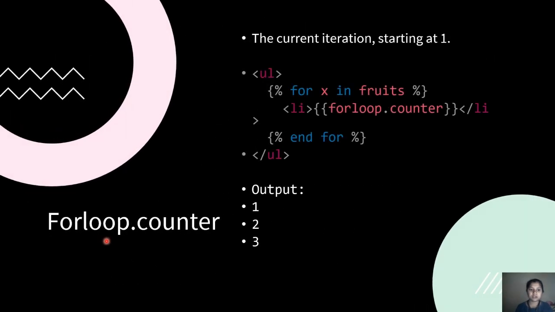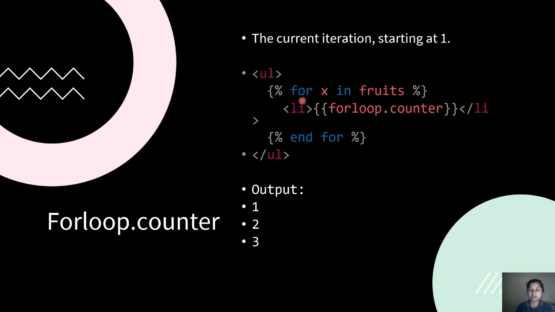Firstly, we will see forloop.counter. The current iteration starting at 1, which means the forloop.counter gives the index value starting from 1. So here is the syntax of how we can use the forloop.counter. Initially, we are creating the unordered list. In that, we are creating the loop for x in fruits, as we have provided in the simple example for iterating over the items in a list.